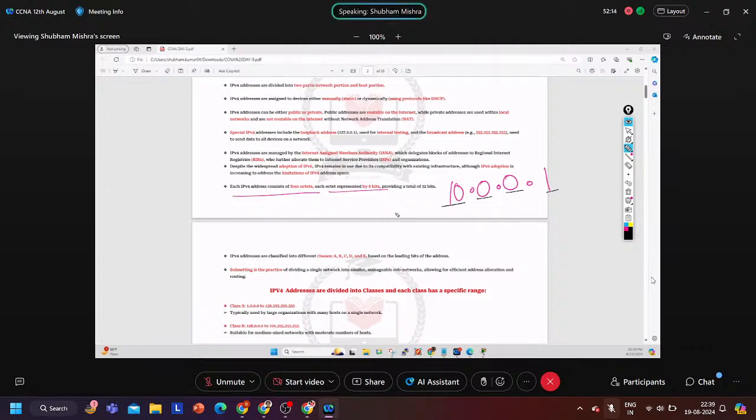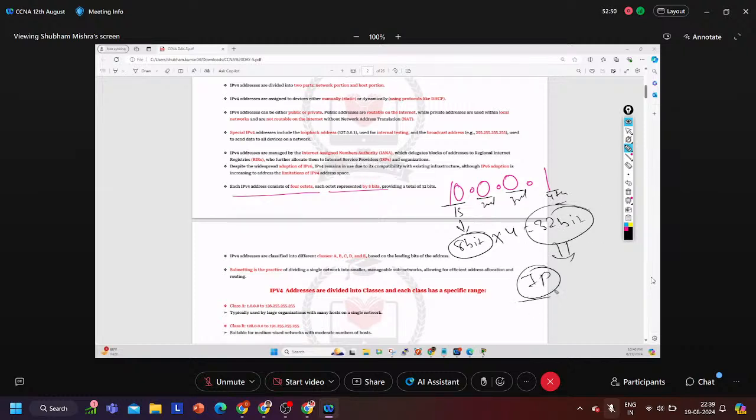Please remember this one: your IP address is divided into 4 octets. This is octet number 1, octet number 2, octet number 3, and octet number 4. And the size of each octet is 8 bits. So 8 into 4 is 32 bits. That's the reason I told you the total size of an IP address is 32 bits. Clear, everyone? Understand?